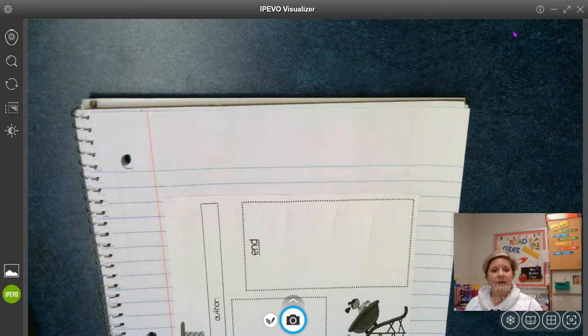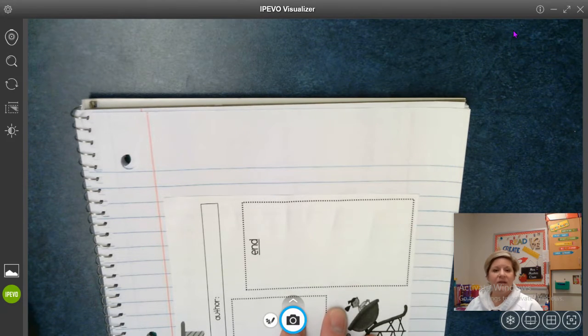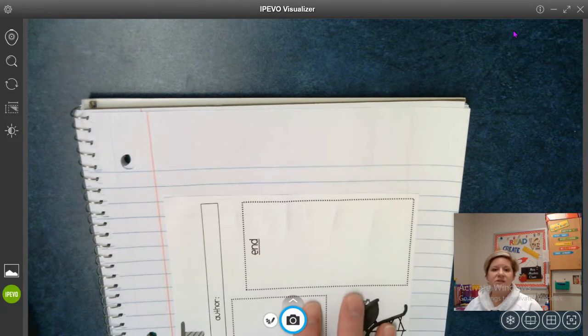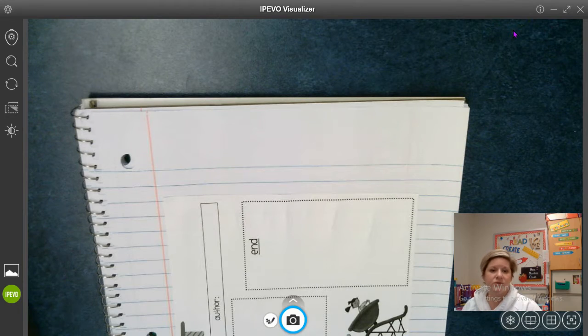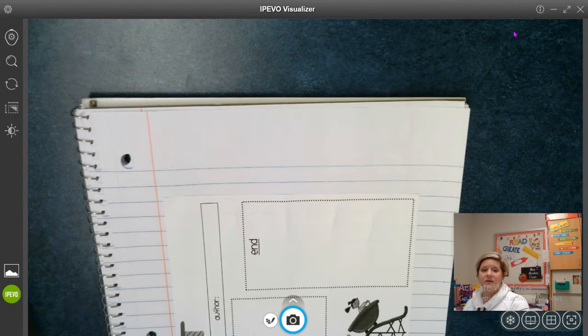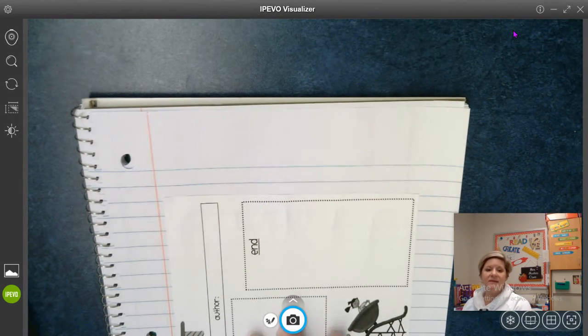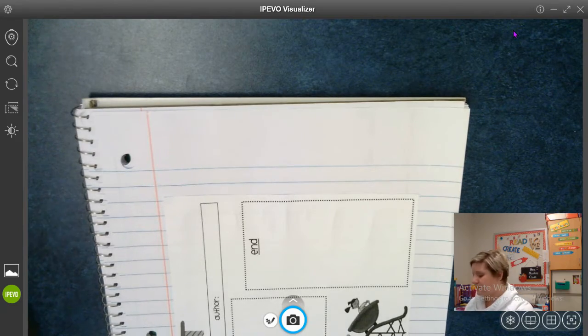Because at this point, you should be able to copy things nice and neatly in your notebook. It's not just about how fast you can do your notebook. It's all about taking nice, neat notes so that you can go back and use those notes to study. Okay? So just a reminder, nice, neat notes.